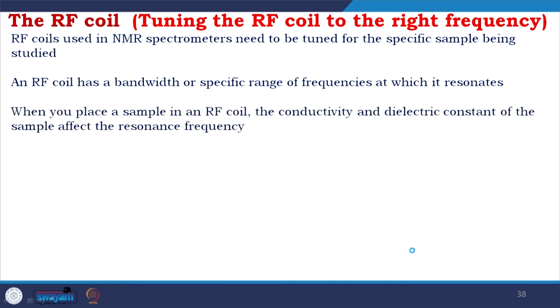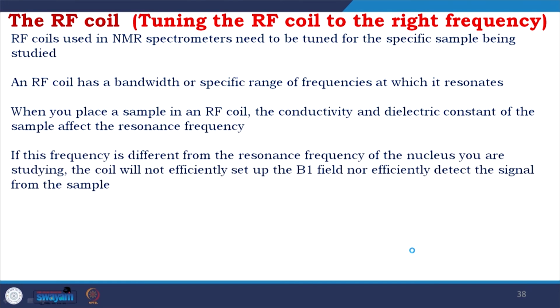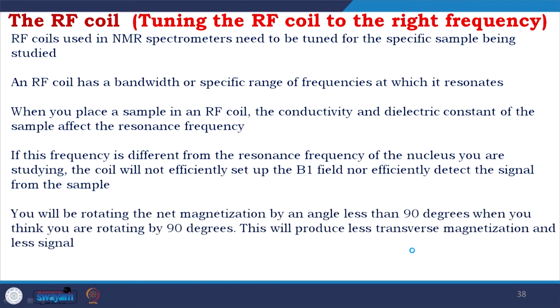When you place a sample in a radio frequency coil, the conductivity and dielectric constant of the sample affect the resonance frequency. If this frequency is different from the resonance frequency of the nucleus you are studying, the coil will not efficiently set up the B1 field nor efficiently detect the signal from the sample. So, the matching is very important.